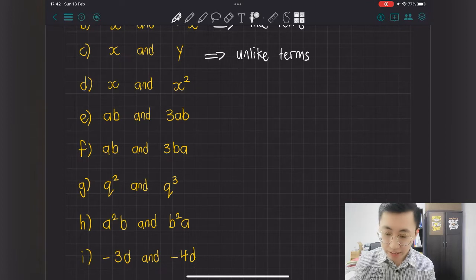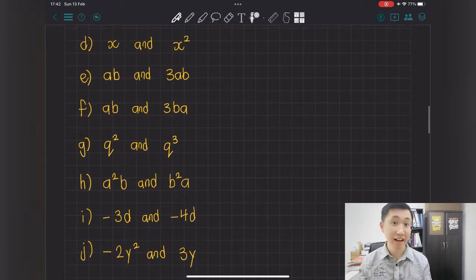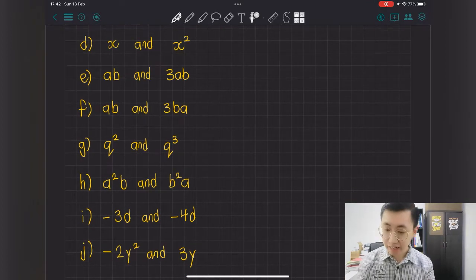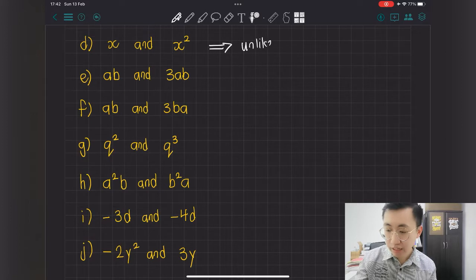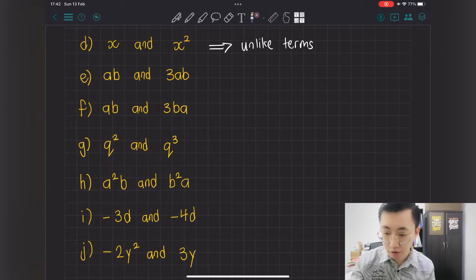Okay, let's go for D. Alright, X and X squared. They are once again different. So these are unlike terms. Okay, different family. Just watch out. This one got square. This one doesn't have any square on top.